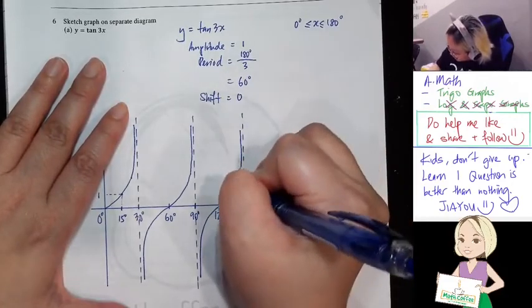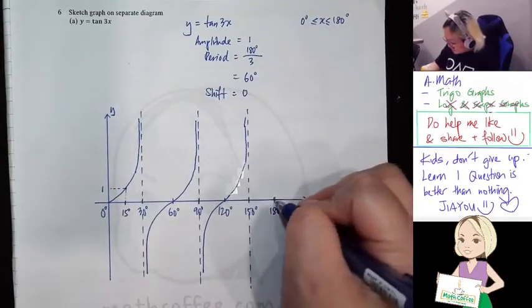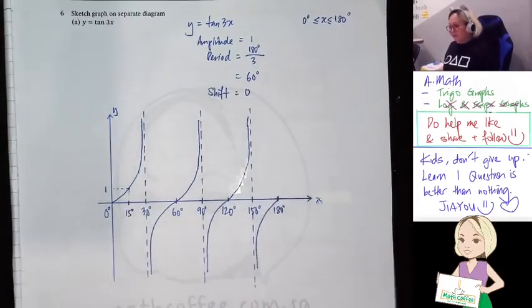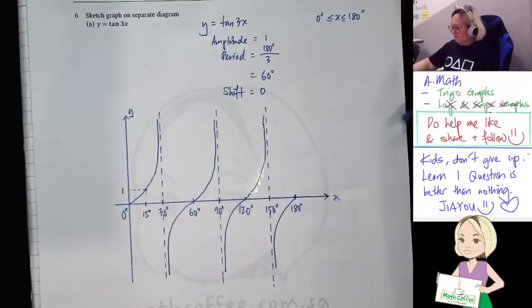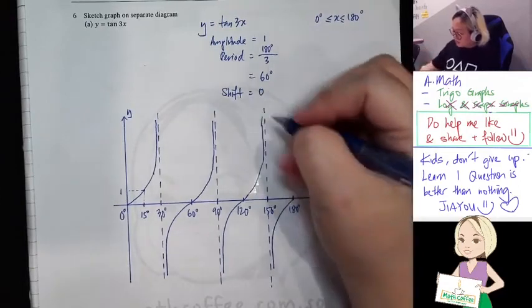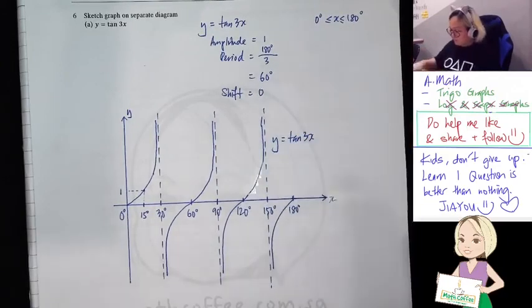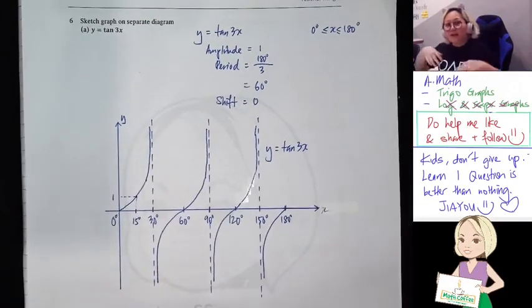Drew too many graphs today until my hands shake. Okay, and we are done. So this will be the graph for y equals tangent 3x. I hope today you are able to plot sine graph, cosine graph, tangent graph, whatever the shift or period or amplitude is. So all good.